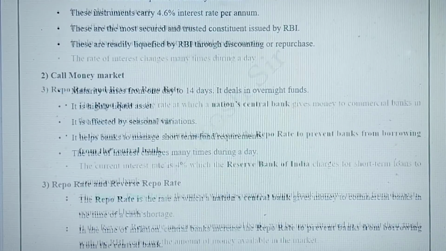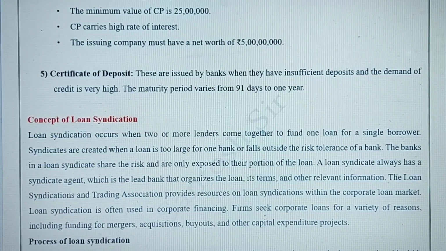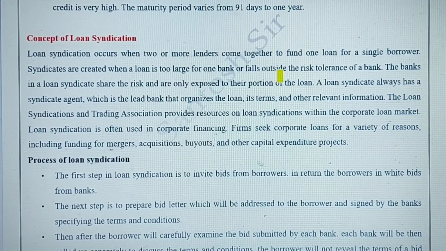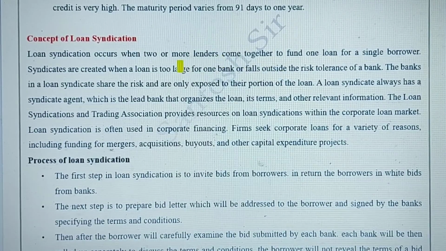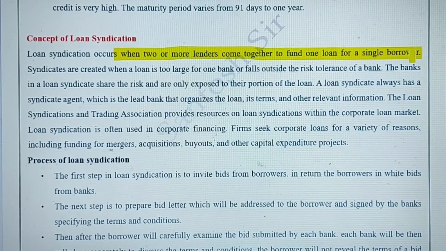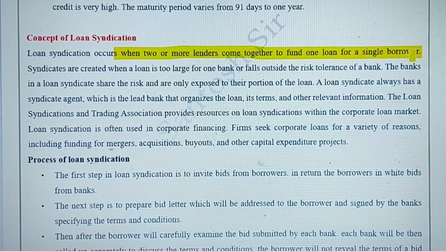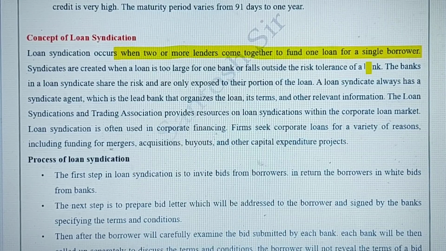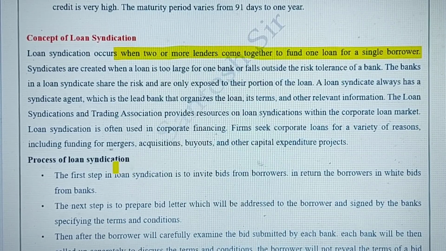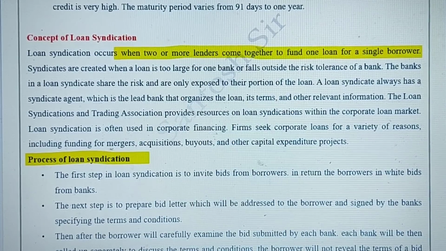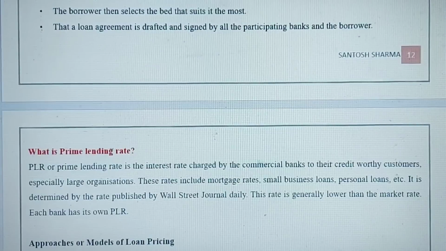The next question is loan syndication. You can get it in short notes also. Let me explain a bit. It occurs when 2 or more lenders come together to fund one single loan borrower. This basically happens where the loan requirement is quite high, and one bank is unable to arrange so much money to give loans. In that case, a lot of banks group together, join hands and give loans. Then there is the process of loan syndication, so that's also a very important one.